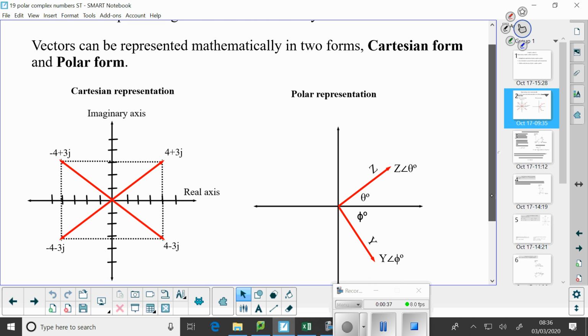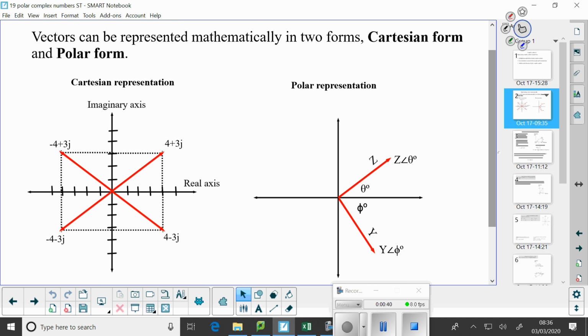We have the two representations. Last week we looked at this rectangular representation over here, the j complex numbers, j representing the imaginary axis and the square root of -1. This week we're going to look at how we can represent the same vectors in polar form, where there's a magnitude and an angle from 0.